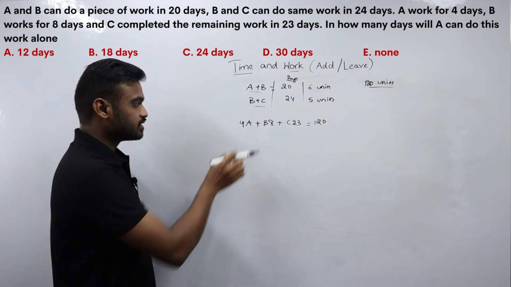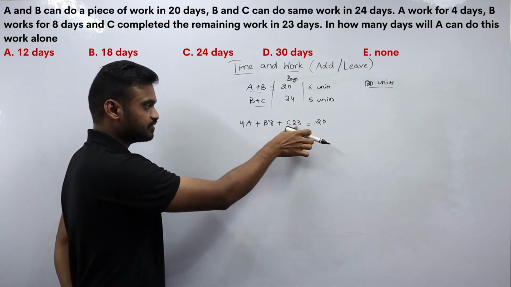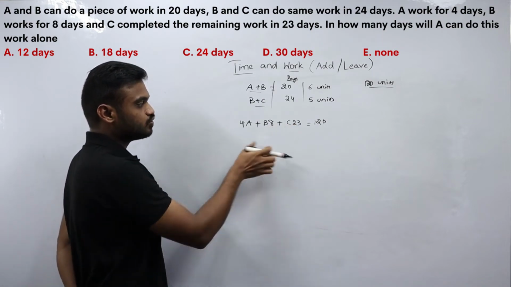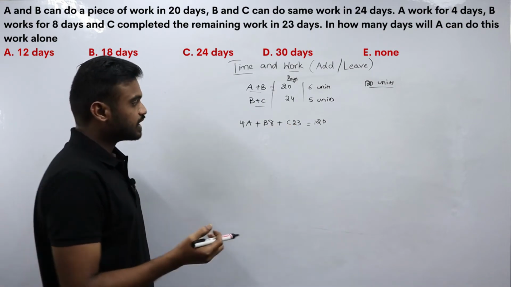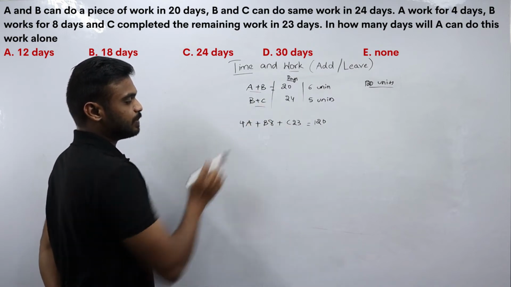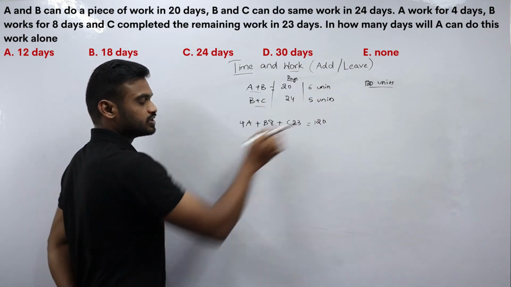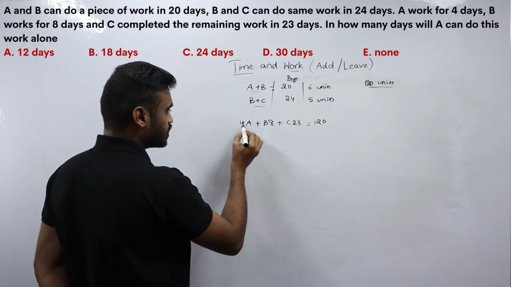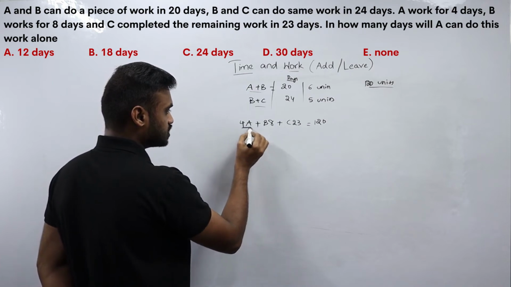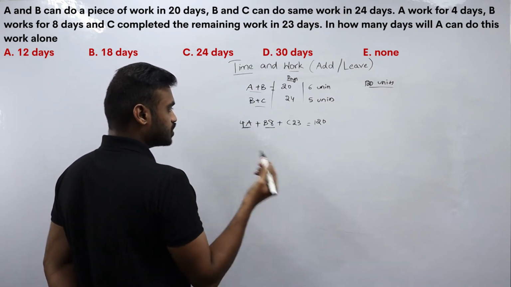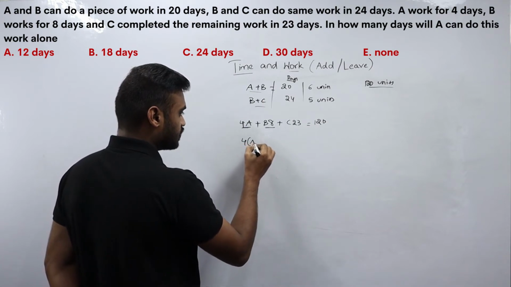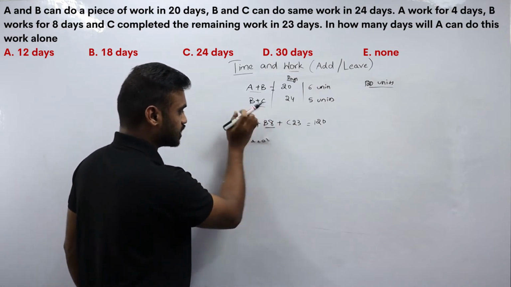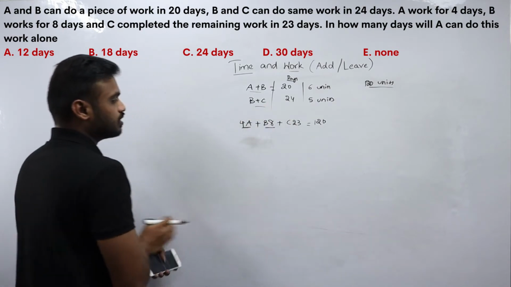See, they are saying that A works for 4 days, B works for 8 days, C works for 23 days to complete the work. But we don't know the efficiencies of A, B and C to substitute the values here. So we can write the same equation as A plus B and B plus C so that we can substitute these values. Now I am writing this so you can understand. There are 4 days of A and also 8 days of B, so I will write it stepwise so that you can understand.